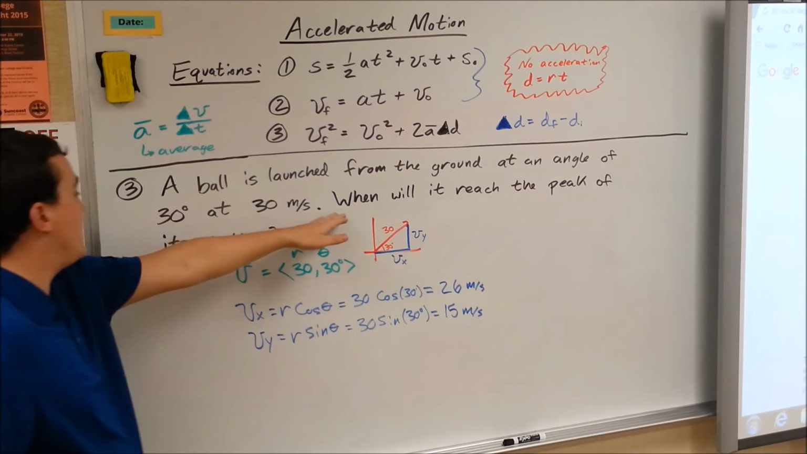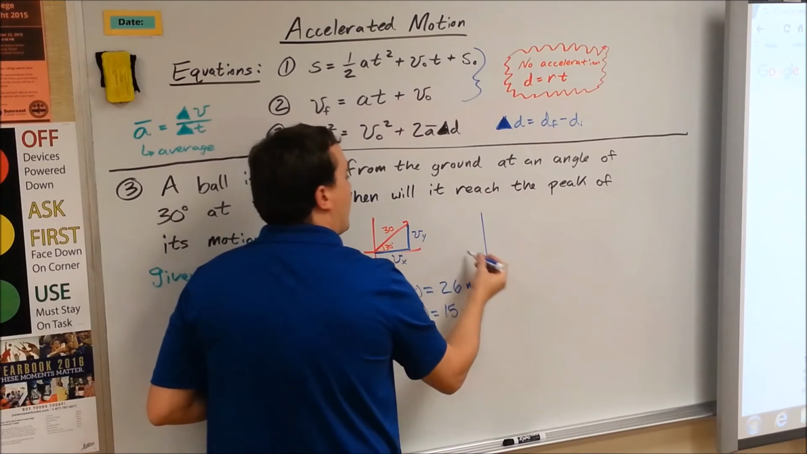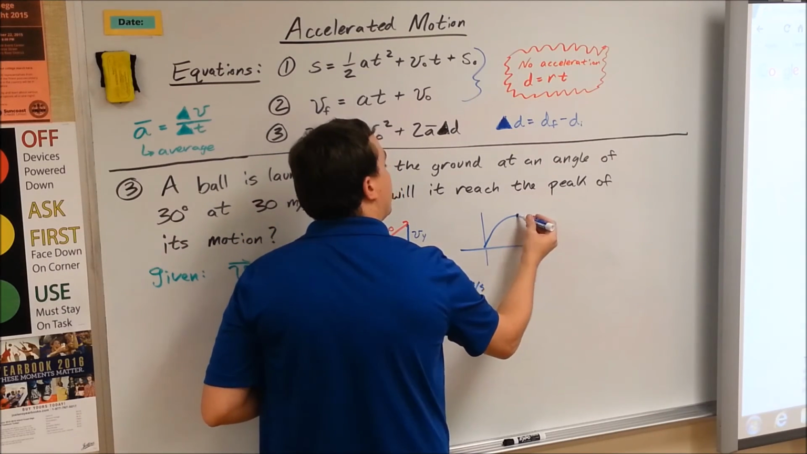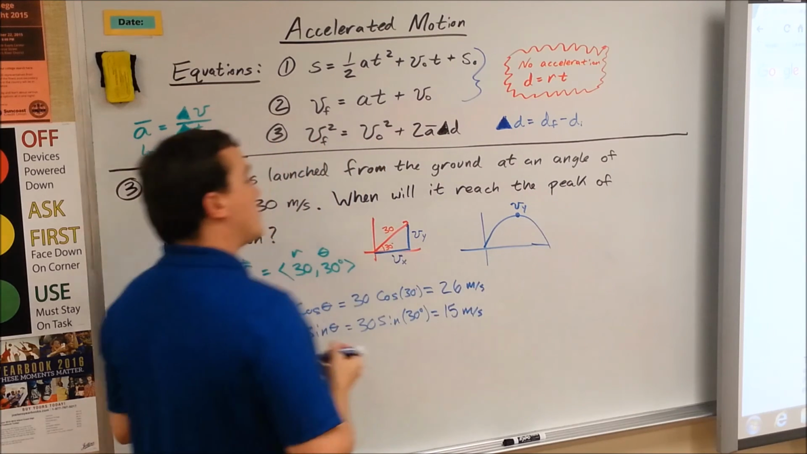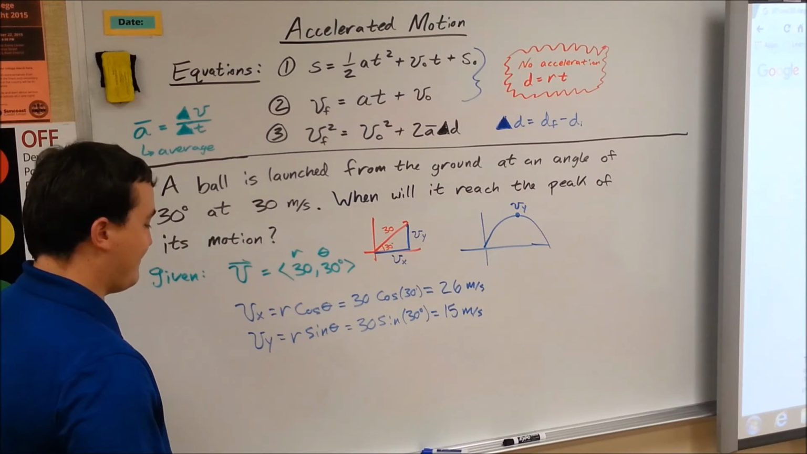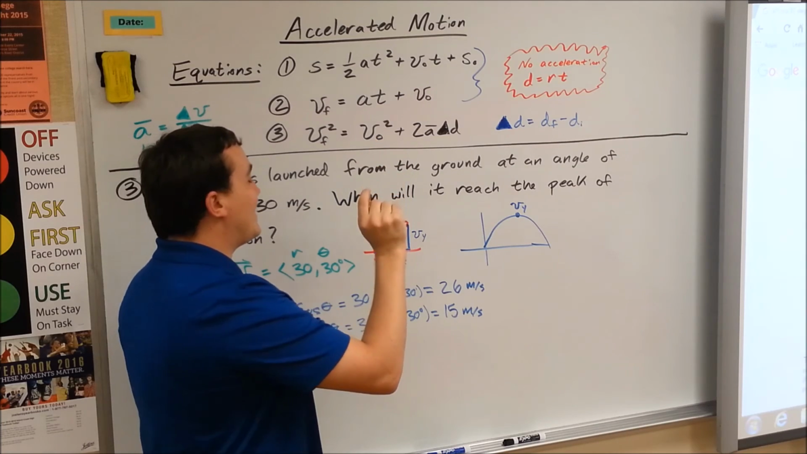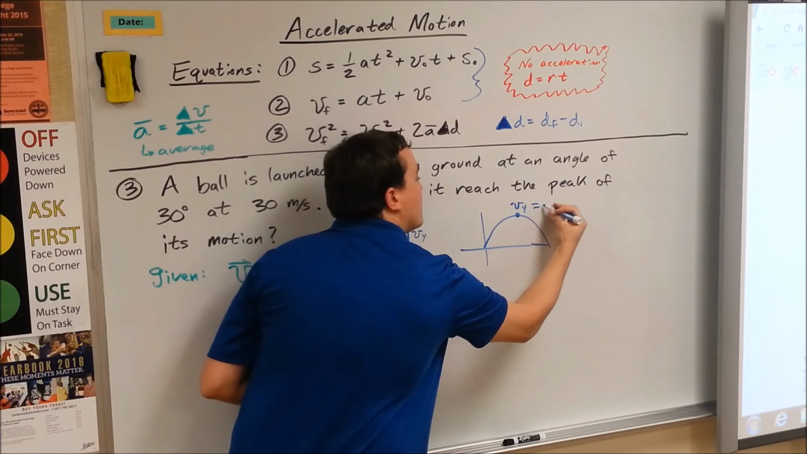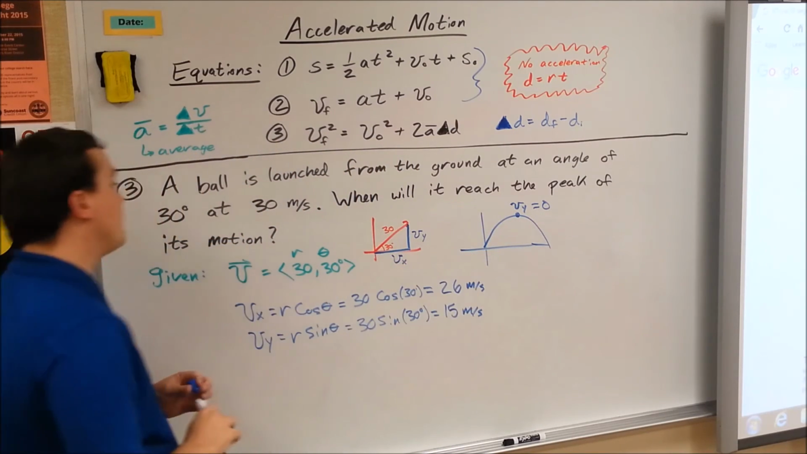When will it reach the peak of its motion? So if we think about a graph, we want to know when it hits the peak of its motion. We're thinking of the velocity in the y direction. When you throw something, at the top of its motion, the velocity is 0. Alright, so Vy equals 0 up here. Not down here when you just launched it.